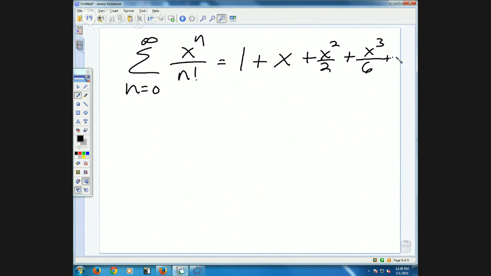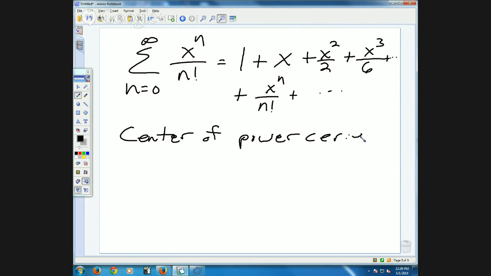What's the nth term going to be? Well, it's going to be x to the n over n factorial. And whatever that n is, it keeps going. So this is the infinite polynomial that I'm messing with here. I want to identify what is the center of this particular power series. And that you can tell just by looking at it. What is the center of the power series?